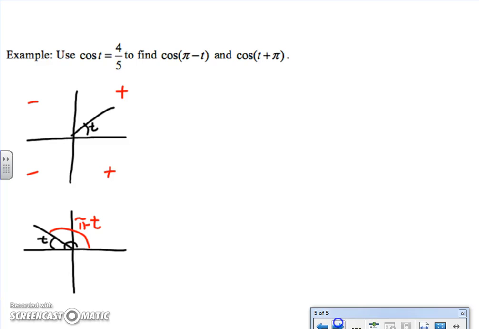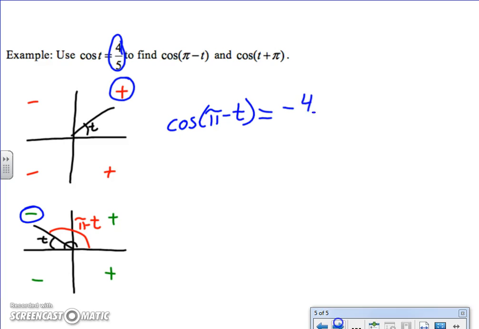So what I want to look at would be the signs. So we're dealing with cosine. The signs would be the same as in the first picture. So notice that when I was looking at just plain old t, cosine was in the quadrant that was positive. And now that I'm looking at pi minus t, it's negative. So since those are opposite of each other, the cosine of pi minus t is going to have to be the opposite of what we were given. So negative 4 fifths.